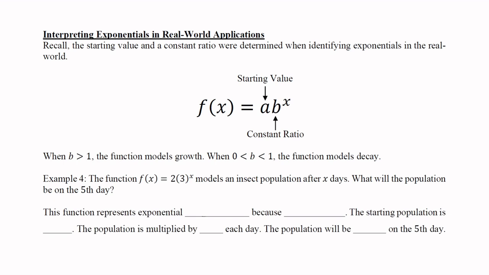So what you're going to do is fill in the blanks here to do a little bit of interpretation of this function. This function represents exponential growth because b is greater than 1. The starting population is 2, because that's our a value. The population is multiplied by 3, our b value, each day. The population will be what on the 5th day? So we're going to plug in 5 for our x, use your calculator, and get 486 would be our population on the 5th day.